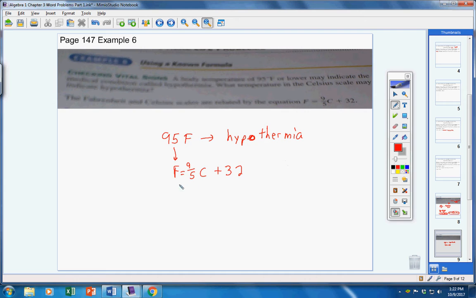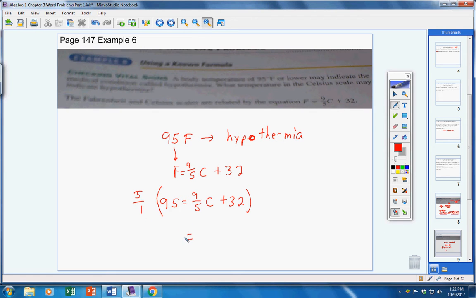For F, I'm going to put 95, and then I'm left with a simple linear equation to solve. Remember your steps. Step 1, simplify both sides. That's done. Step 2, eliminate fractions. Your denominator is 5. We're going to multiply everything by 5.